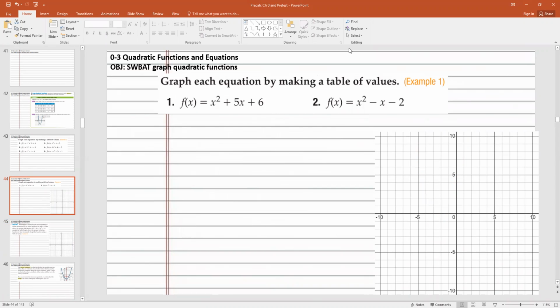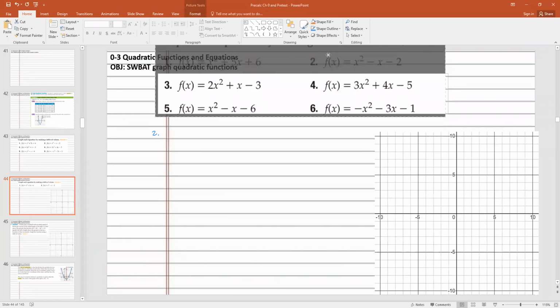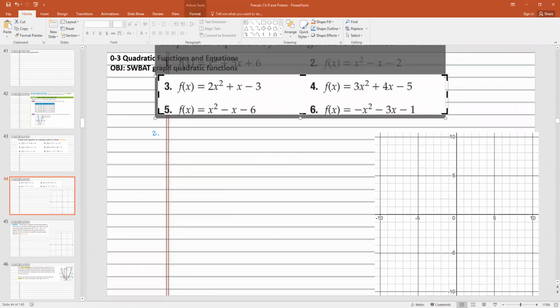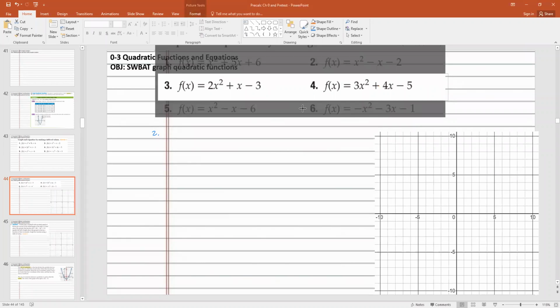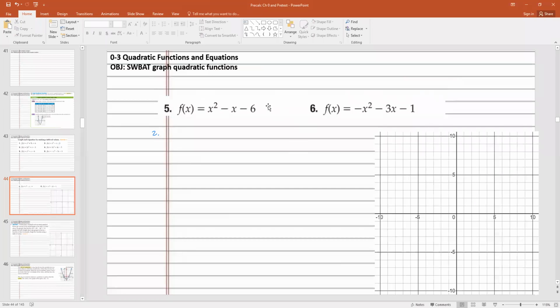All right, and you want to do the same thing with number 2. Wait, should I try the others? Yeah, let's do some other ones. Which one looks nice? Let's do 6. Yeah, why not? The negatives. All right, looks cool.